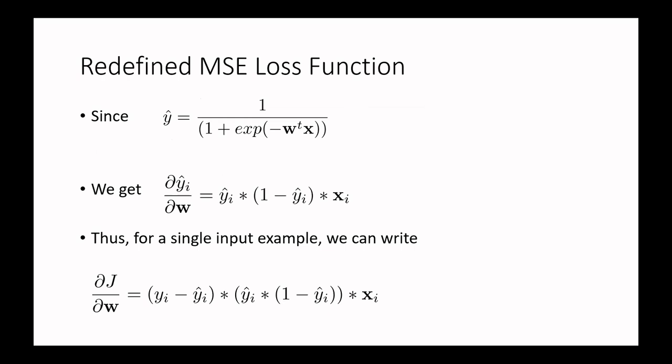So y hat is given by this expression if you are using a sigmoidal activation function. With that, we will get del yi hat by del w as yi hat times 1 minus yi hat times xi. So for a single example, this can be written as shown.